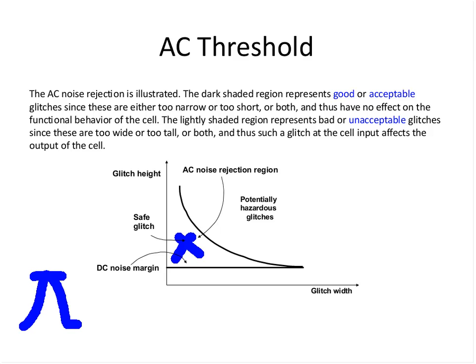Now we also have to think about the width of this glitch. If the glitch width is more, you are going into the area of a potentially hazardous glitch. If the width is less, you are more in the safe area. What it means is that there are two conditions that need to be satisfied for a glitch to propagate. One, its maximum value should be greater than the DC noise margin, this value here, and two, it should be wider beyond some threshold. The width is dependent on the AC analysis, and therefore it's a time consuming analysis, and we'll see what DC and AC analysis do.